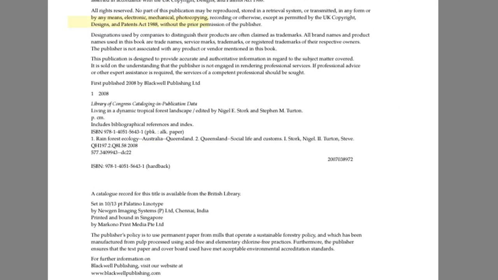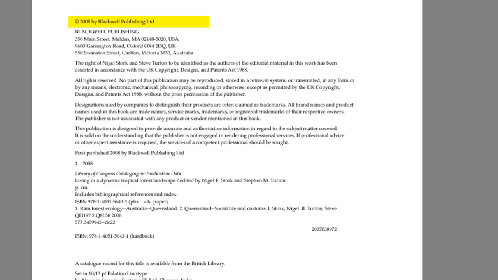Our second item is the date published. This book was published in 2008. This falls just within our 5-year currency rule of thumb. Although given its subject matter, I would still use this book even if it was a little bit older.